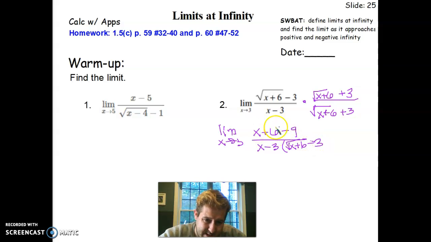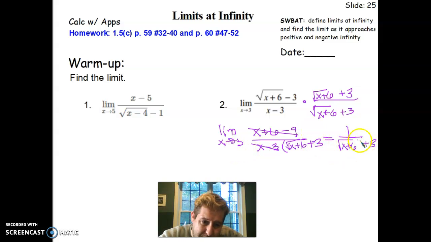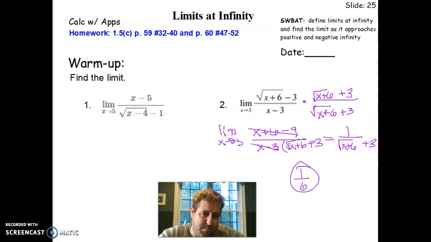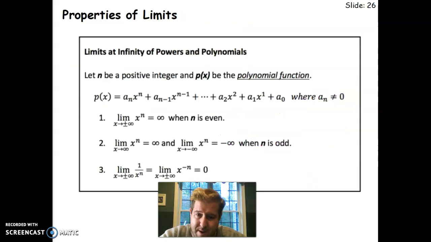And then, of course, this is going to simplify down to x minus 3, so that cancels out with that. So you now have 1 over square root of x plus 6 plus 3. I think I put minus there. Okay, so now I can plug in 3 and solve. 3 plus 6 is 9. Square root of 9 is 3. 3 plus 3 is 6. And you're going to end up getting an answer of 1/6 when you plug in 3 into the simplified version.